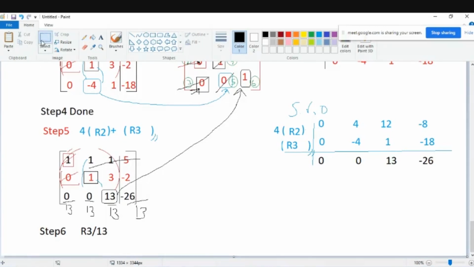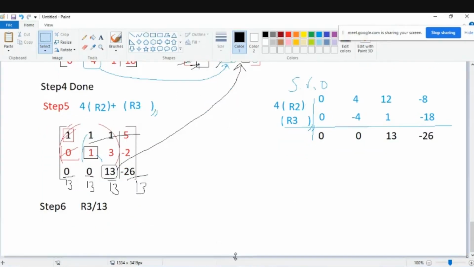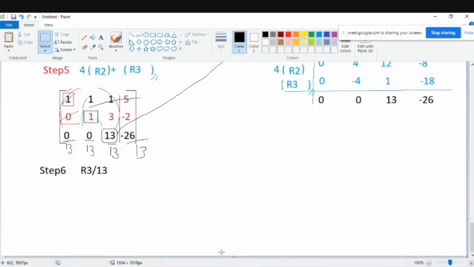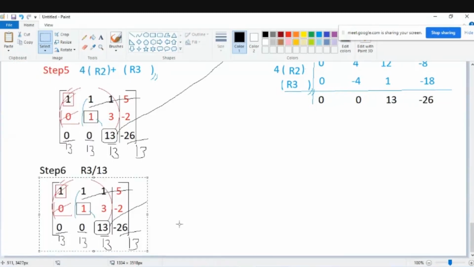When you divide all of those numbers by 13, they will give you what and what and what and what? Can you write in the chat box? 0, 0, 1, -2. Perfect. As you said, 0 divided by 13 is only 0. Again, 0 divided by 13 is 0. But when you divide 13 by 13, they cancel each other and become 1. Then here I should write 1.